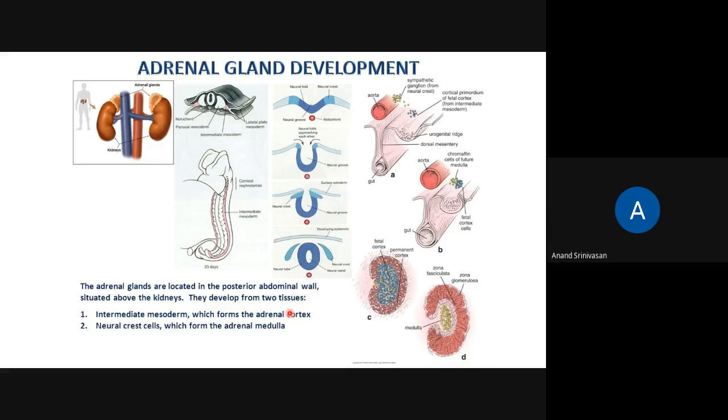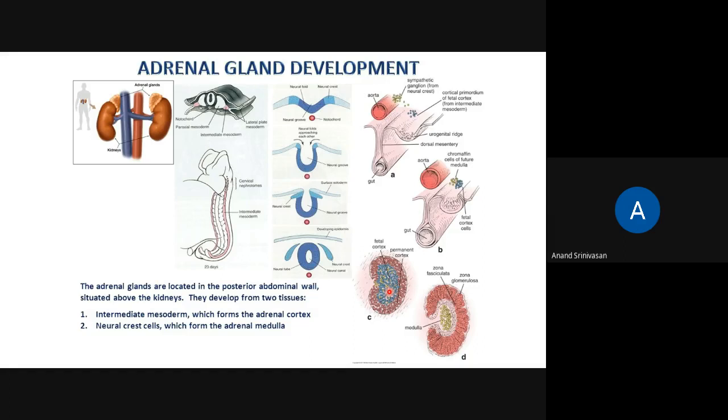Coming to the developmental aspects, the adrenal glands, as we know, are located in the posterior abdominal wall. They develop from two tissues. The intermediate mesoderm forms the adrenal cortex, whereas the neural crest cells, you know this diagram which must have been taught to you in your foundation module, give rise to the formation of the adrenal medulla.